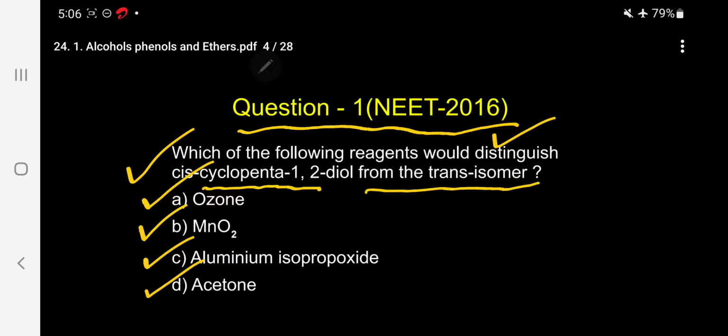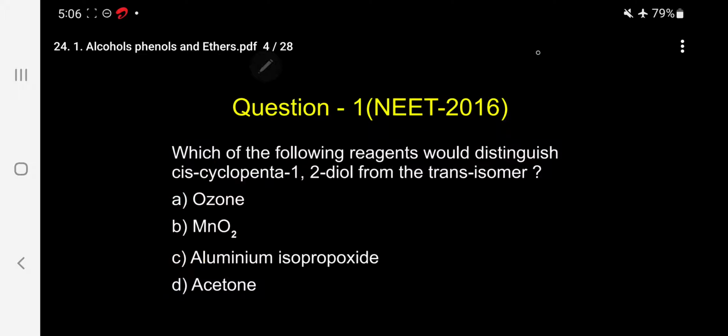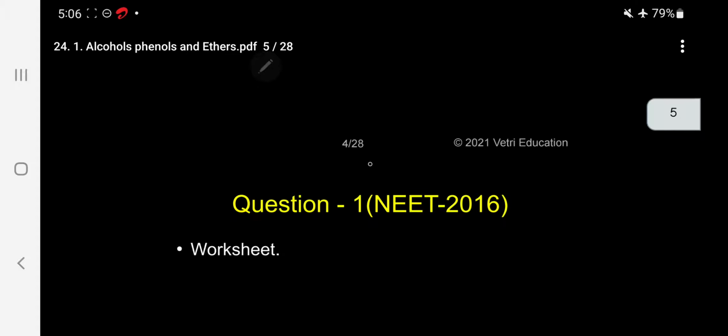So, which reagent can we use to differentiate cis and trans isomer of the corresponding cyclopentane 1,2 diol? So, what is the correct option? Let me explain. Kindly follow me. See, in the worksheet, I will write, you kindly follow. First, you must know the structure of cyclopentane 1,2 diol. Let me write the structure.